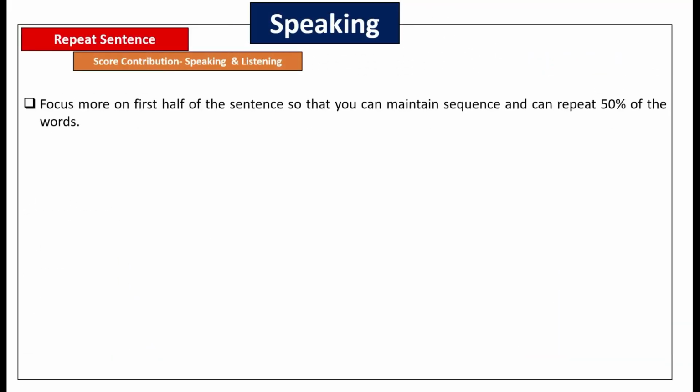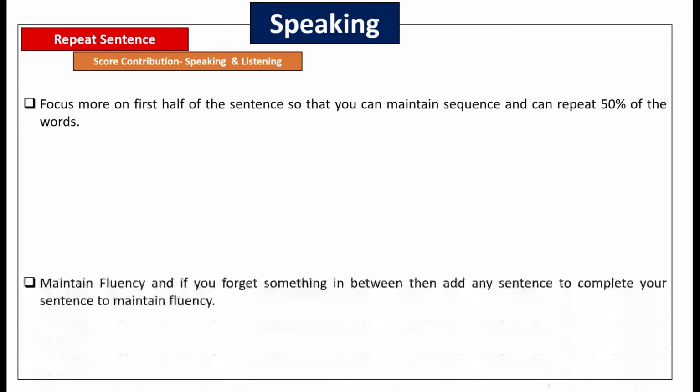Now come to the tricks. So the first thing is focus more on the first part of the sentence, so that you can maintain the sequence and can repeat 50% of the words. Because as per the guideline, it should be in sequence. So if you cover the first 50% also, you are good. You will still get 2 out of 3, and that is a good score.